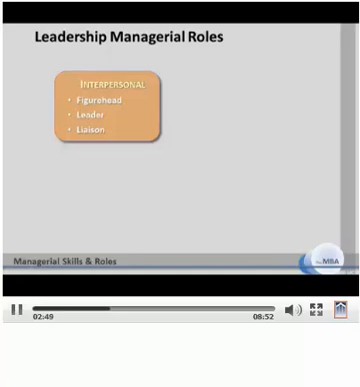Usually, figurehead roles are considered a top management function. However, depending on the firm and your role in the firm, many leaders at many levels throughout the firm can be asked to perform this role from time to time.